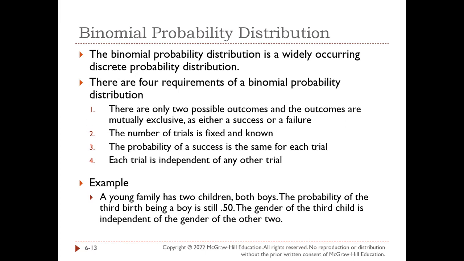So, for example, a young family has 2 children, both boys. The probability of a third birth being a boy is still 50%. The gender of the third child is independent of the gender of the other 2. We can't really say for sure that she's going to have another boy just because she's had 2 before. It doesn't matter because, again, like we said, it is independent.